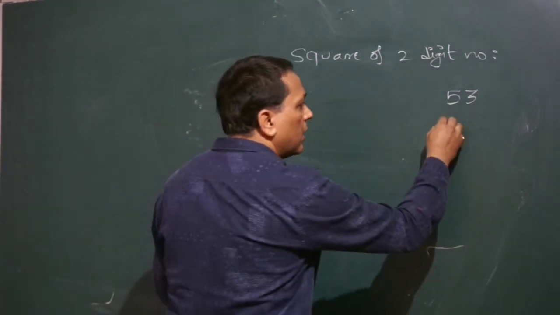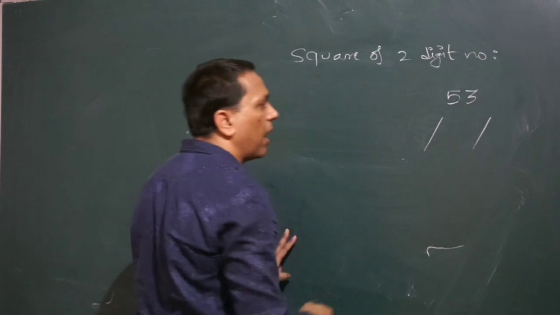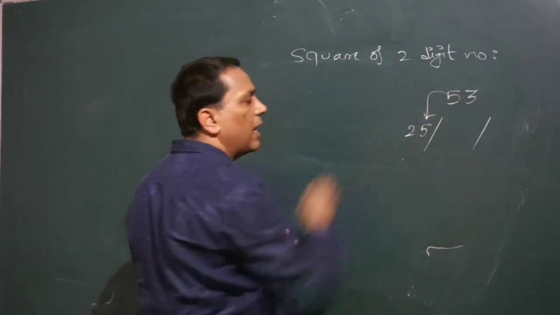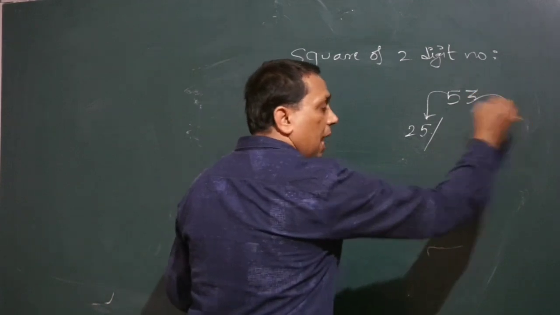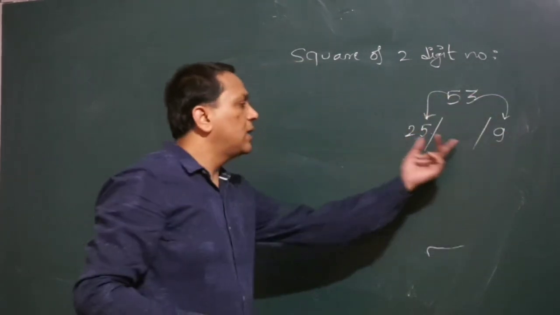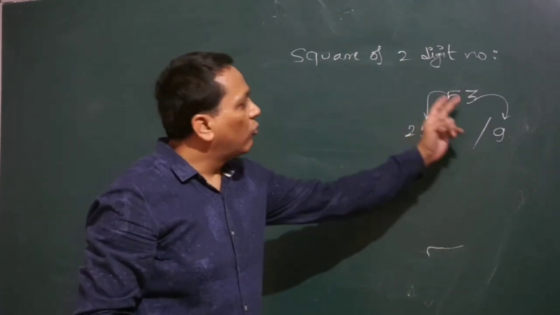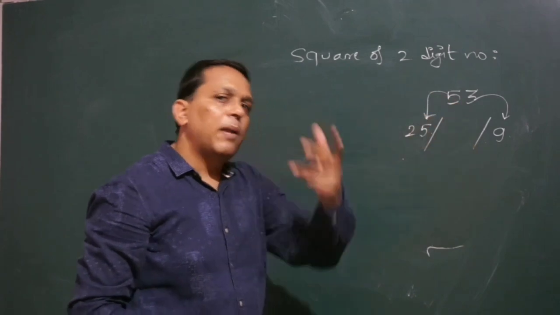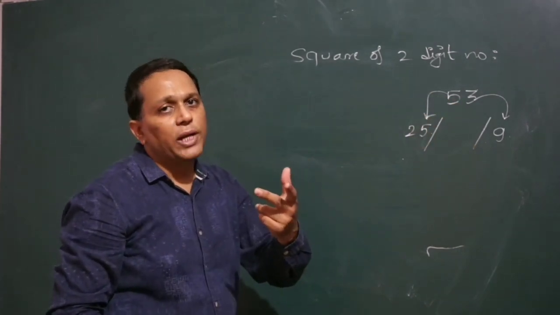What we do is, we find the answer in 3 parts. In the first part we write the square of 5, that is 25. In the second part, last part, we find the square of 3, 3 square is 9. And in this part, what we do is, we multiply these numbers, 5 threes are 15, and multiply the product by 2. So 15 twos are 30.